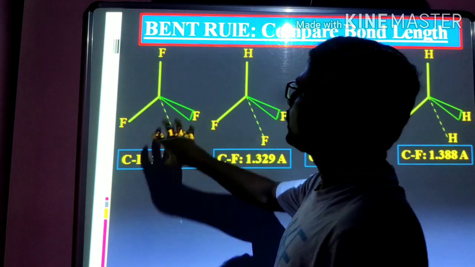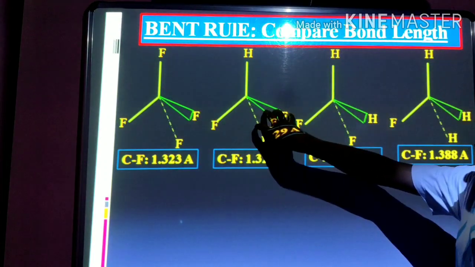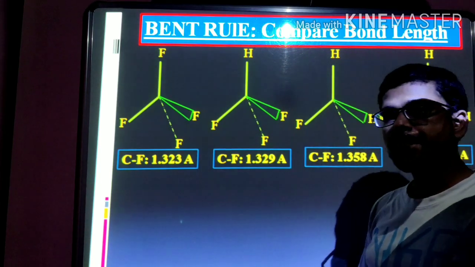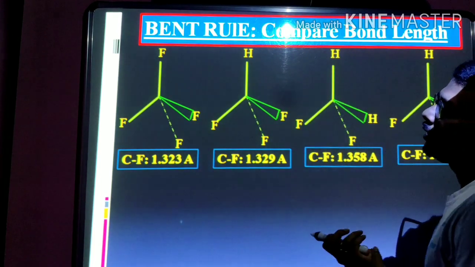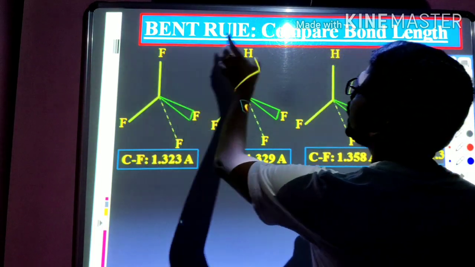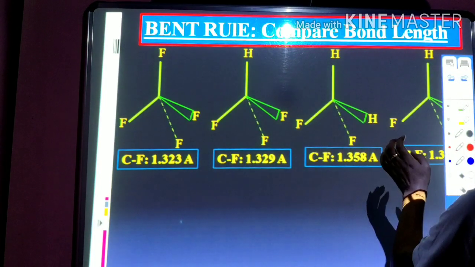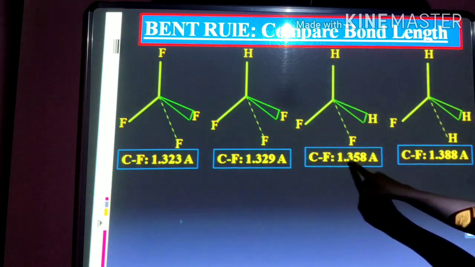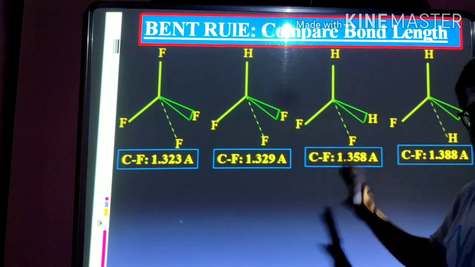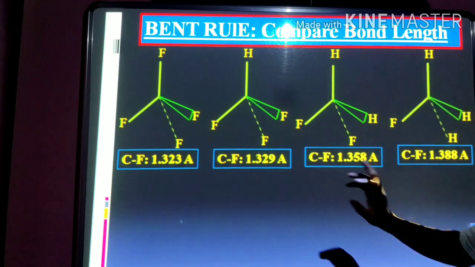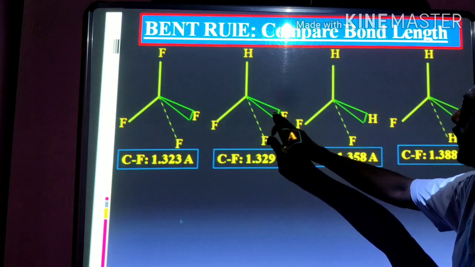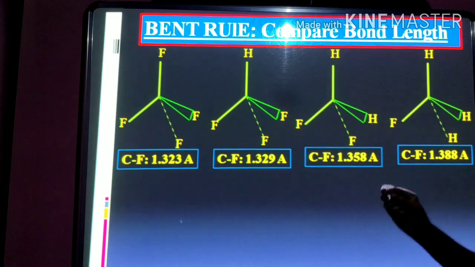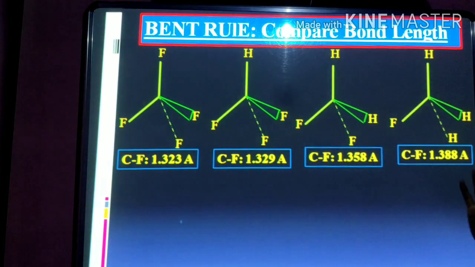Look carefully. This is CF4, this is CHF3, this is CH2F2 and this is CH3F. What will happen if we change the F by H? You can see that the CF bond length gradually increased. Now whether it will increase or decrease, how can we explain that one?